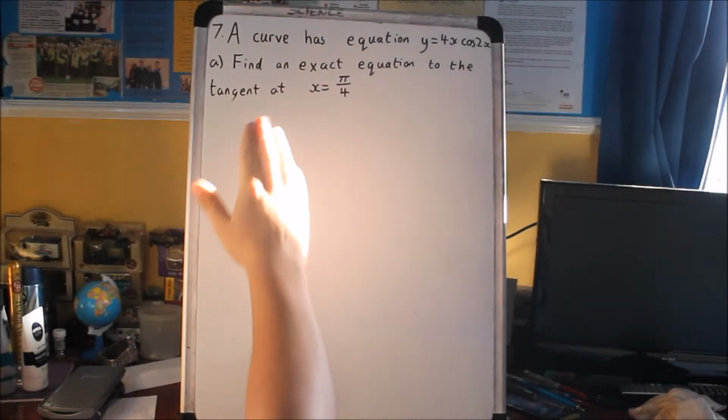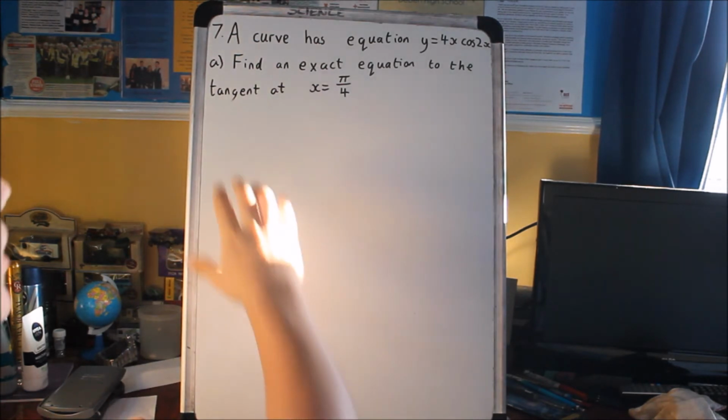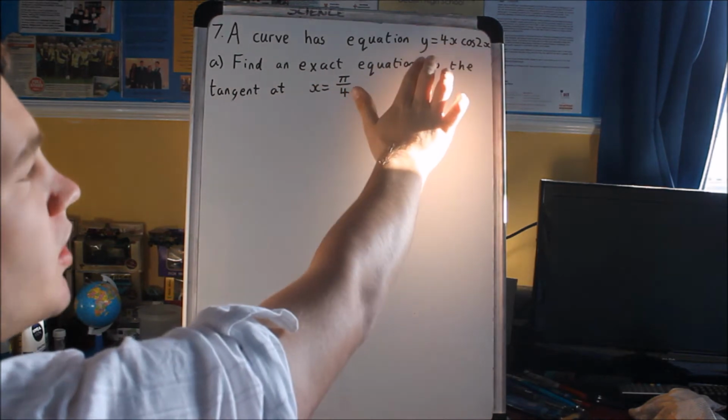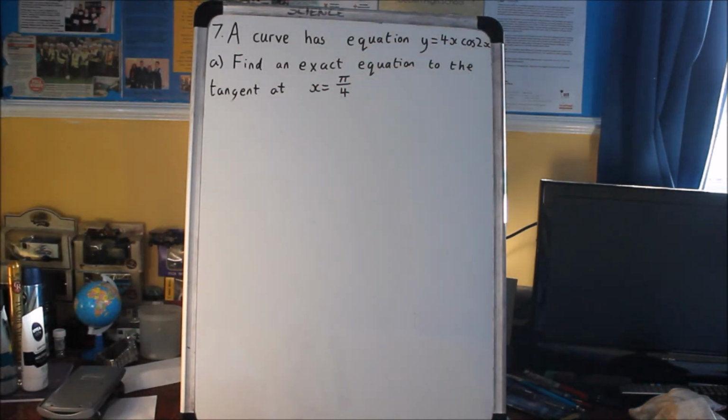Okay, so question 7. There's a part A and a part B and I had no idea how much room it would take up, so I've done them on two separate boards. A curve has equation y equals 4x cos 2x. So part A is find an exact equation of the tangent at the point where x equals pi over 4.